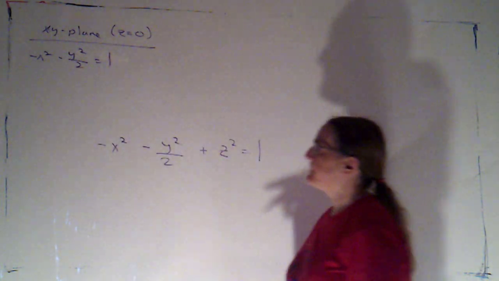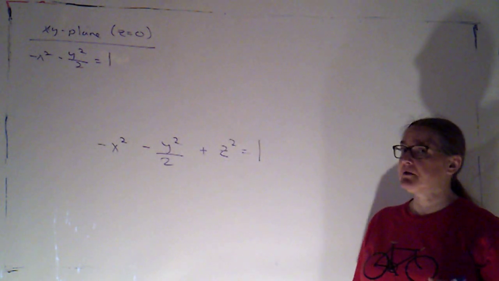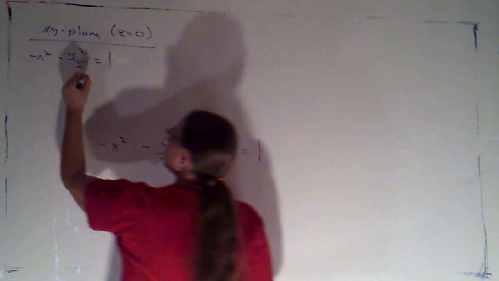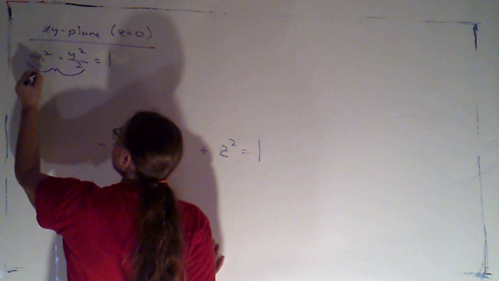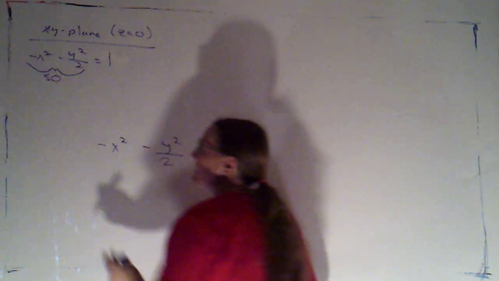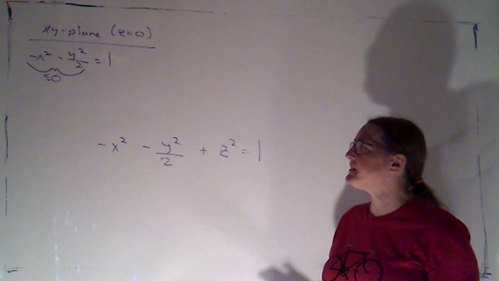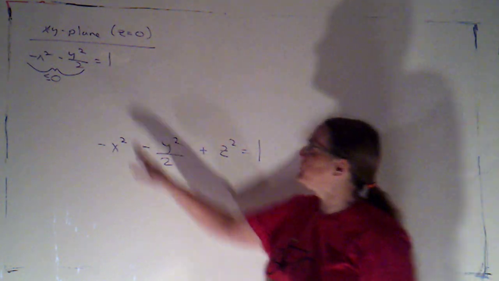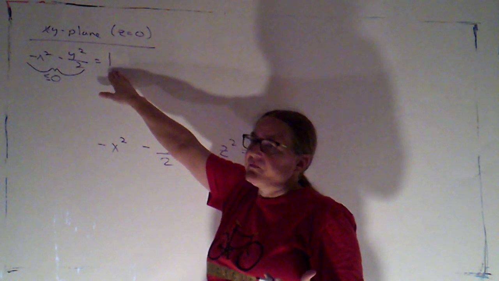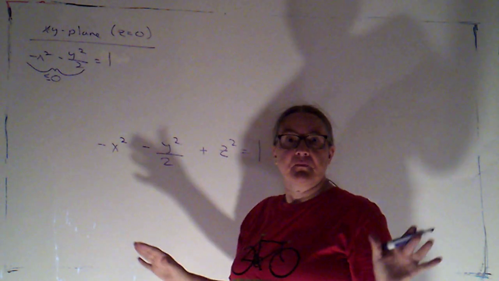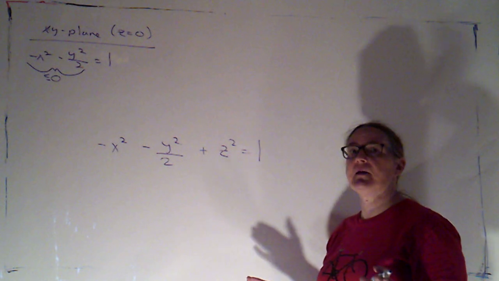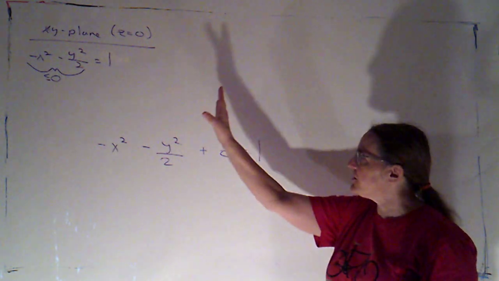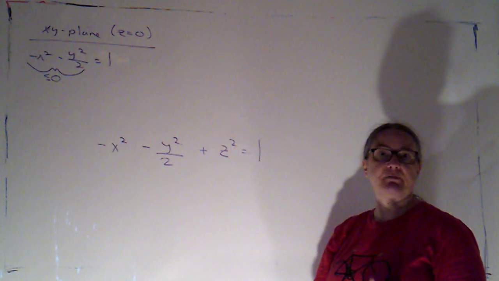equals 1. Now that has no solution, because this left-hand side here is always going to be less than or equal to 0. The biggest it could possibly be would be 0 if both x and y were 0. But the right-hand side is 1. So there's no solution. So there is no intersection of our surface with the xy plane.